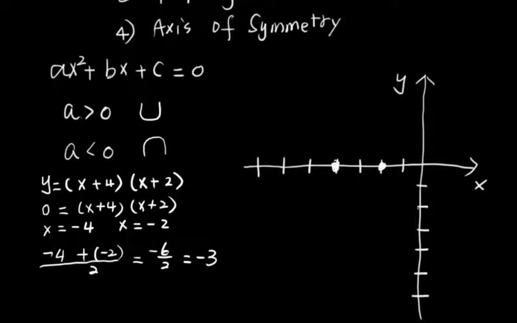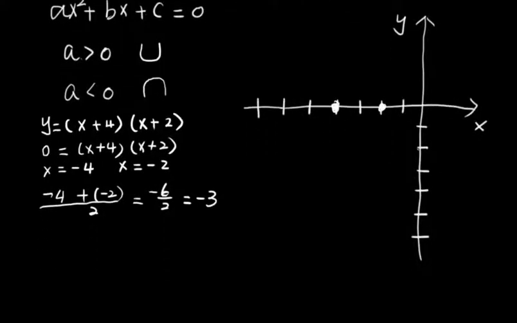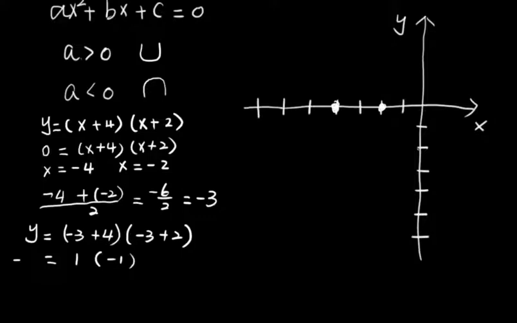So this is actually in the middle. Then how can we find the y part? All we need to do is plug into the quadratic equation. So negative 3 plus 4 multiplied by negative 3 plus 2, which is what? 1 times negative 1. Then it's actually negative 1. So the y part is negative 1. So the vertex is actually negative 3, negative 1. That's our vertex for this example.